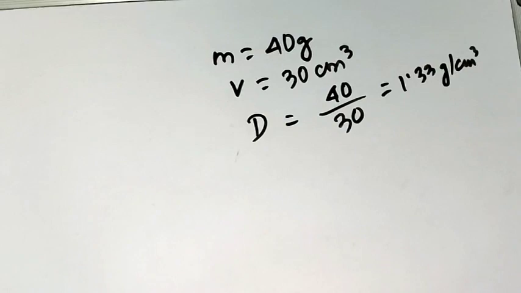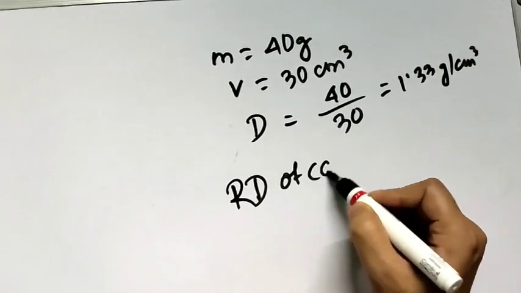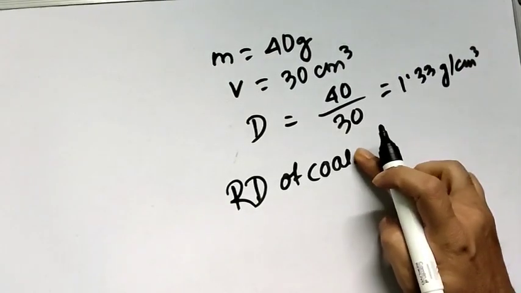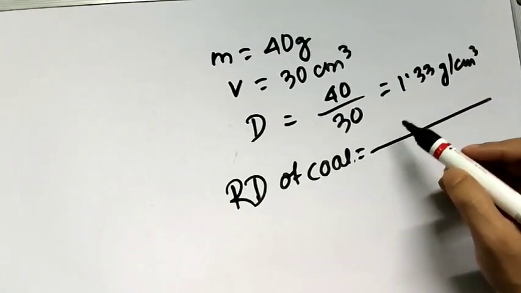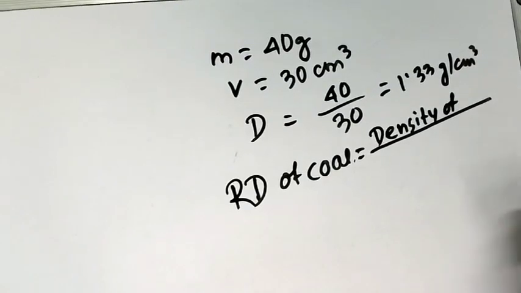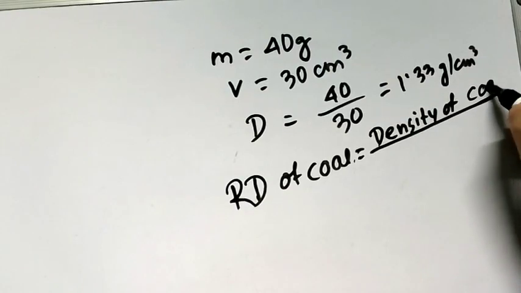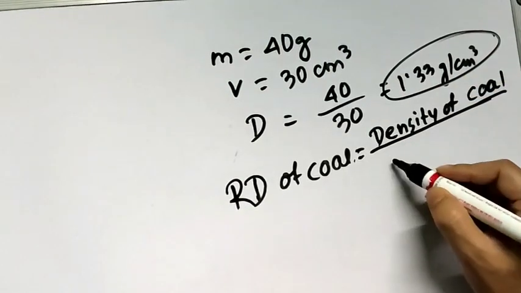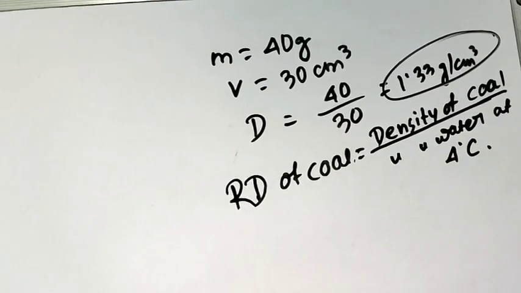Now we need to find out the relative density of coal. So RD of coal, as I've learned earlier, how to find out the relative density? Density of the unknown substance, which is coal over here, so density of coal, which is this, and density of water at 4 degrees centigrade. Okay, now we know the density of water at 4 degrees centigrade.